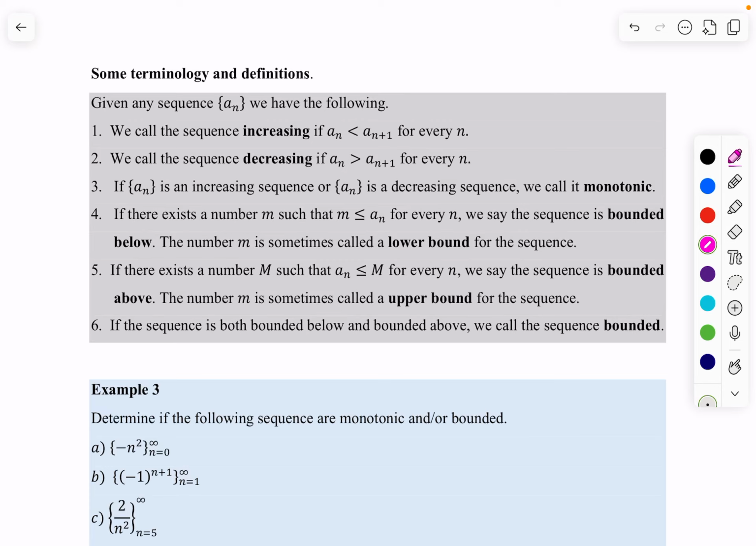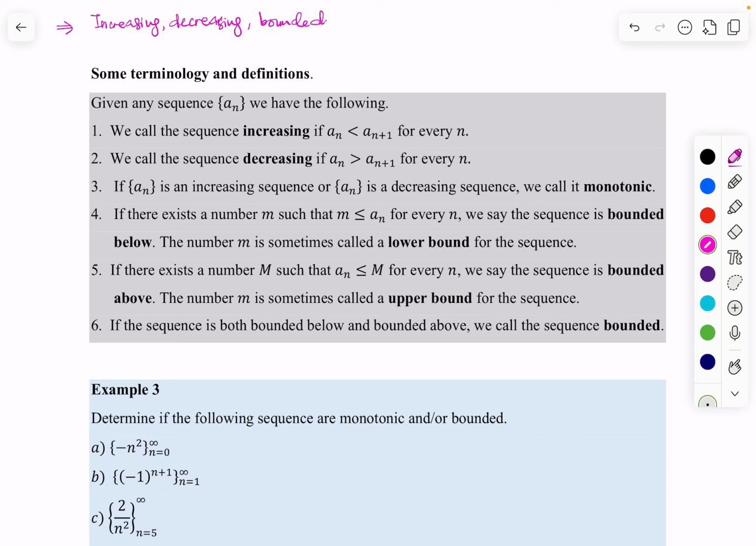Okay, so for the next part, we go on the part of how to determine if the sequence is increasing, decreasing, and bounded. Okay, so here we have some terminology and definitions. We look at this one by one.